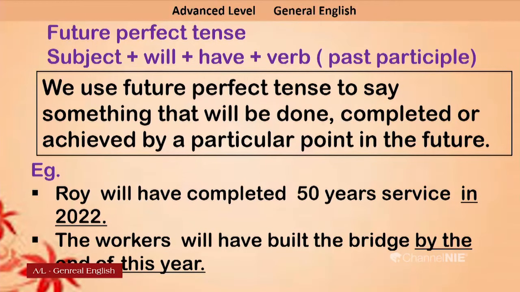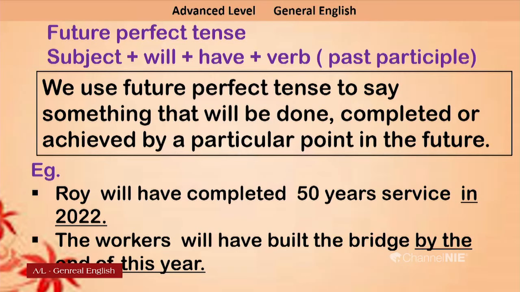So, what is the use of this? Why are we going to use this form of future perfect? Let's see. We use future perfect tense to say something that will be done or completed or achieved by a particular point in the future. That's it, in the future, right. So, let's read the definition or the meaning again. We use future perfect tense to say something that will be done, something that is completed or something that is achieved by a particular point in the future, right.